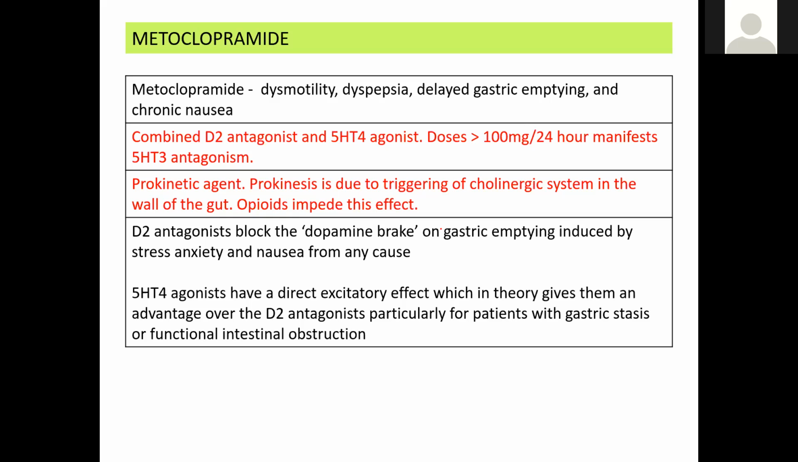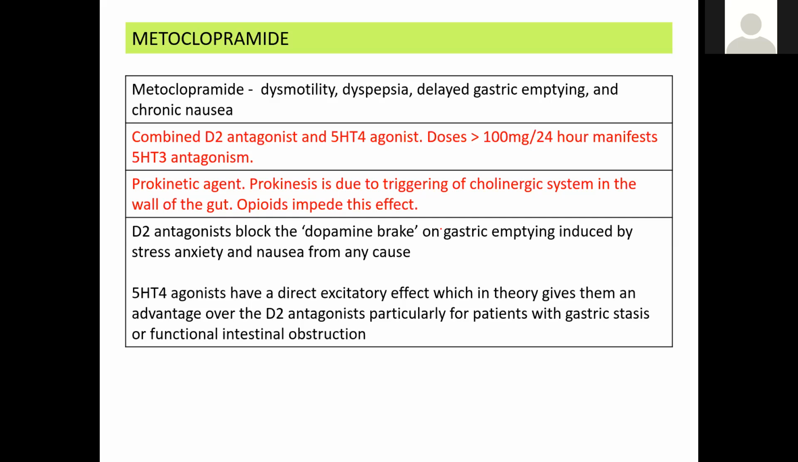As we said, it mainly acts on the D2 receptors. Very important, it acts on the D2 receptors, but at higher doses, it has serotonin 5-HT3 receptor blocking action also. It is a prokinetic mainly because it acts on the cholinergic system in the wall of the gut, and that's how it acts as a prokinetic.